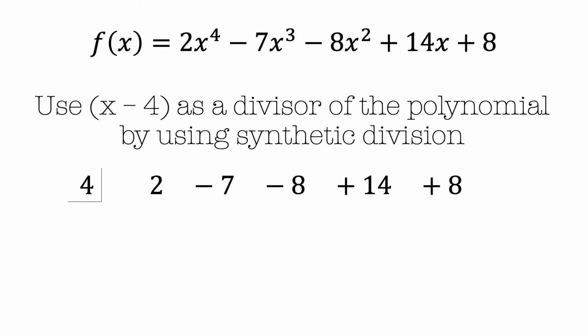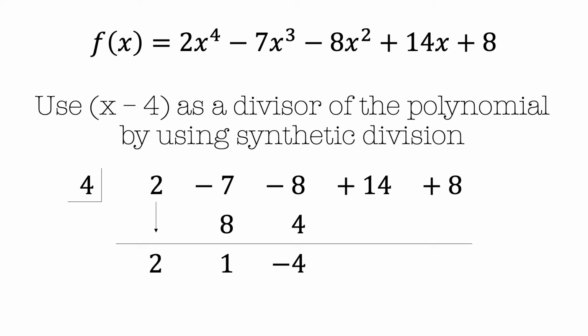So we'll use x minus 4 as a divisor of the polynomial by using synthetic division. You can see we've set up the first row here. Bringing down the 2, we multiply 2 times 4 and we get 8. Positive 8 and negative 7 gives us 1. 1 times 4 gives us 4. 4 and negative 8 gives us negative 4.